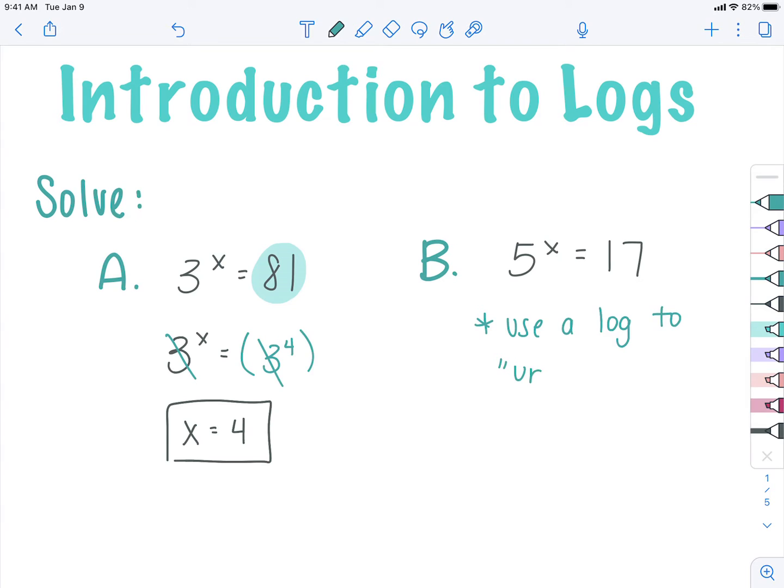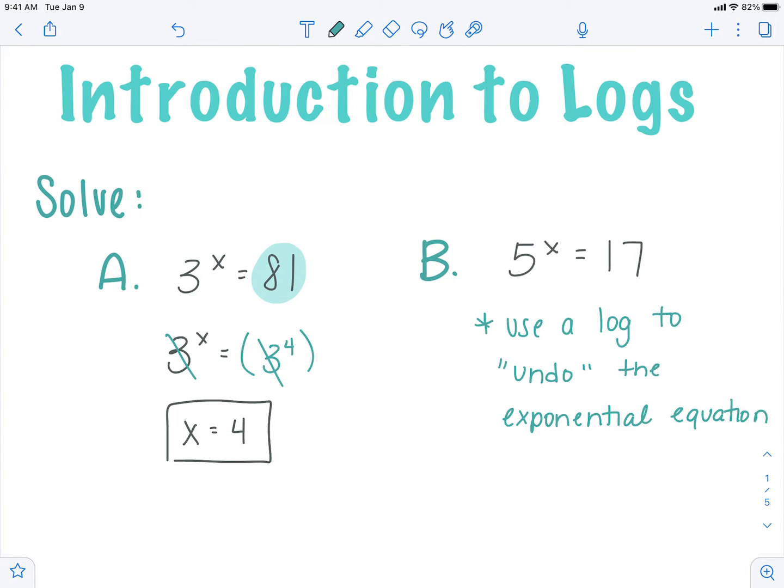To quote-unquote undo the exponential equation, since we can't get those to be the same base.